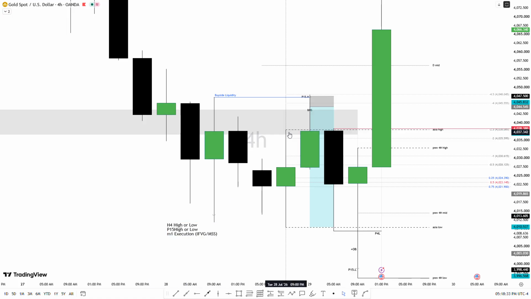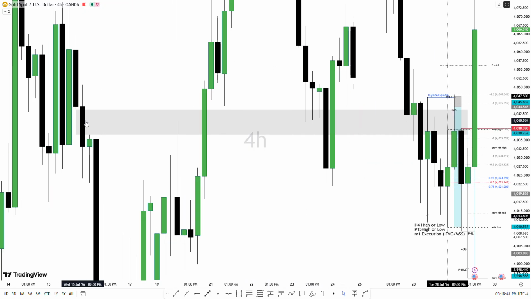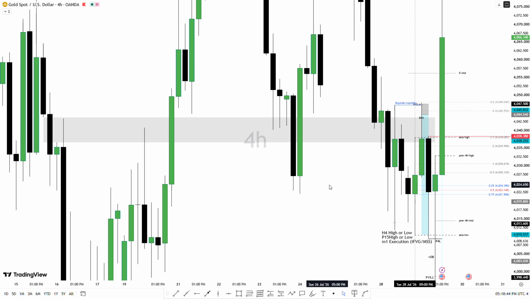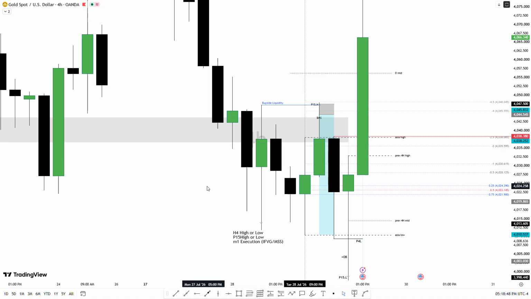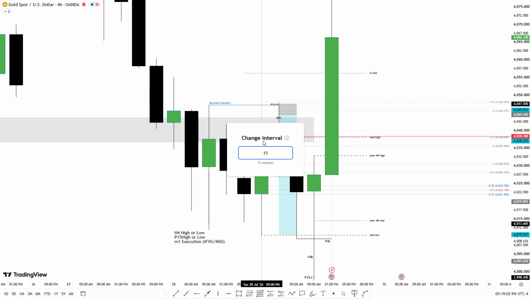In this case, the previous 4-hour high was taken out first, so this would be my target. I am bearish inside this fair value gap. Well, I would say this is a reclaimed fair value gap now. The previous 4-hour high was taken out inside the higher time frame key level. Now if this happens, I'm going to drop down to my 15-minute time frame.